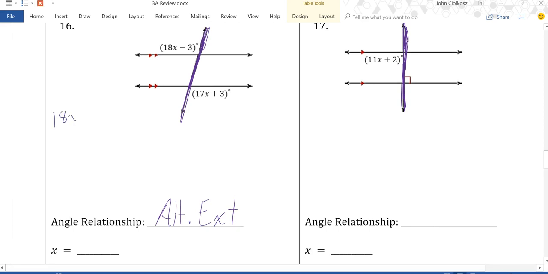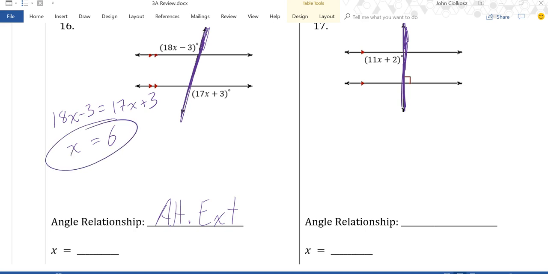So I have 18x minus 3 equals 17x plus 3. A little bit of solving here. I could subtract, and I'd just get x or 1x. Then I'd add 3 over here, and I'd end up with x is equal to 6. So we'd add 3 to the right, subtract 17 to the left. Good there.